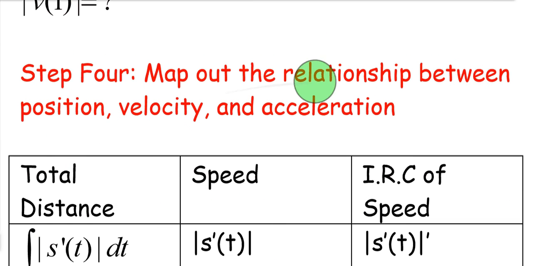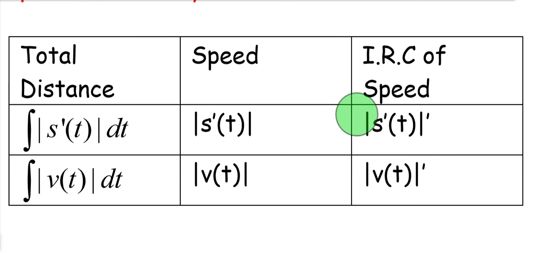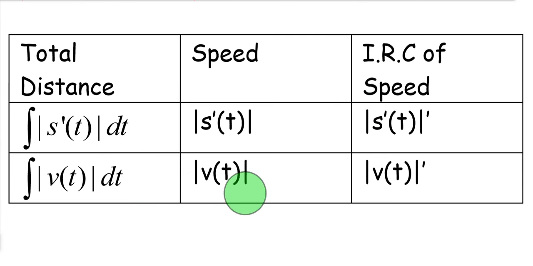Step 4, map out the relationship between position, velocity, and acceleration. So again, kind of in the middle here, since we're talking about speed is the absolute value of velocity. If we were to integrate that, we would get total distance, integral of speed. If we take the derivative, I just like to call it instantaneous rate of change of speed. It's basically like an acceleration vector.